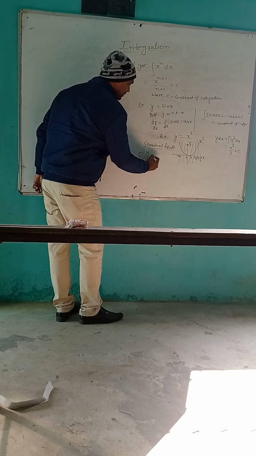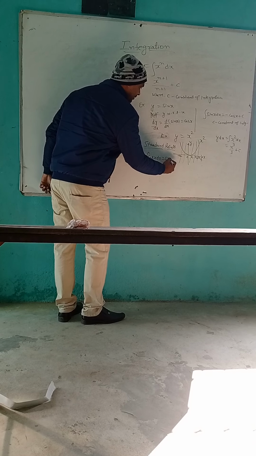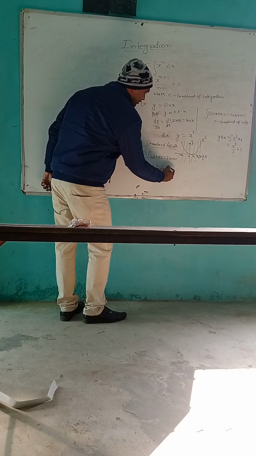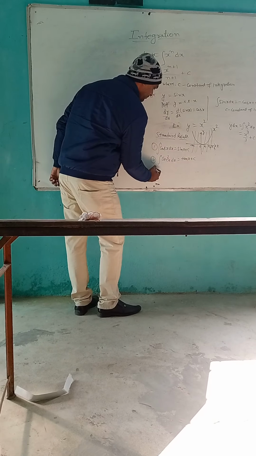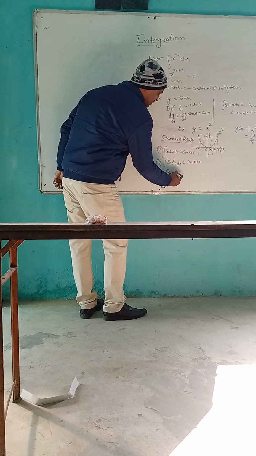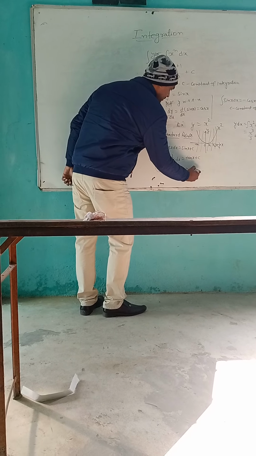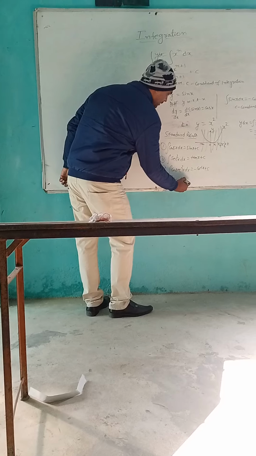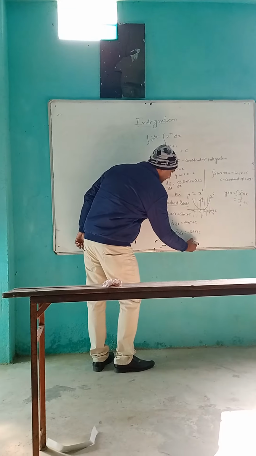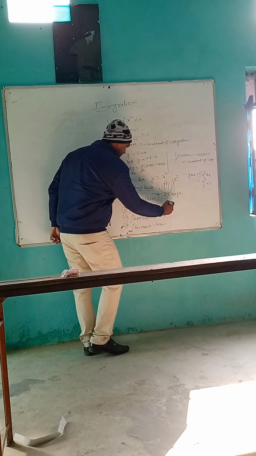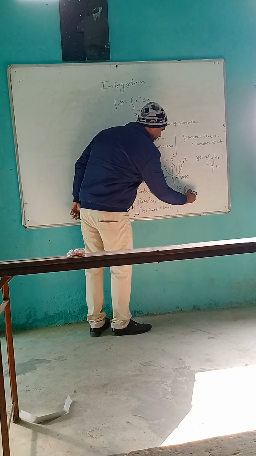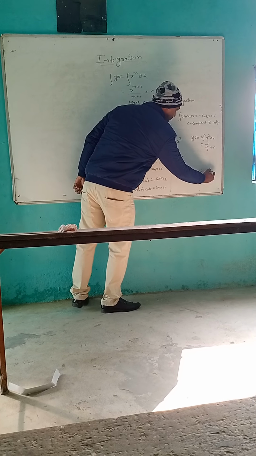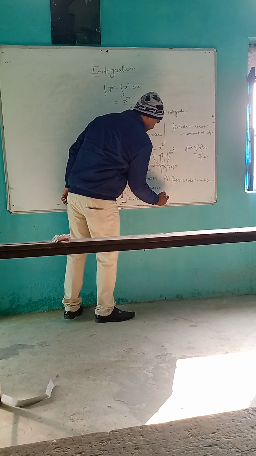First one, integral of cos x dx equal to sin x plus c. Second, sec square x dx equal to tan x plus c. Third one, cosec square x dx equal to minus cot x plus c. Fourth one, sec x tan x dx equal to sec x plus c. Fifth one, cosec x cot x dx equal to minus cosec x plus c.